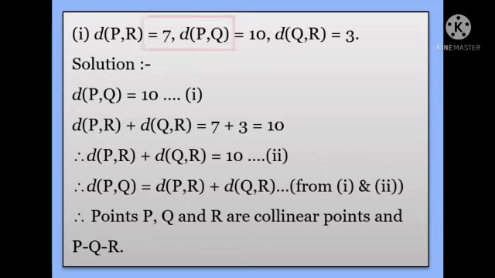Now, distance of P and Q is equal to 10. Mark it as equation 1. Distance of PR plus distance of Q and R is equal to 7 plus 3. Therefore, distance of P and R plus distance of Q and R is equal to 10. Mark it as equation 2. From 1 and 2, distance of P and Q is equal to distance of P and R plus distance of Q and R. Therefore, points P, R and Q are collinear. Point R lies between points P and Q. Therefore, P-R-Q.